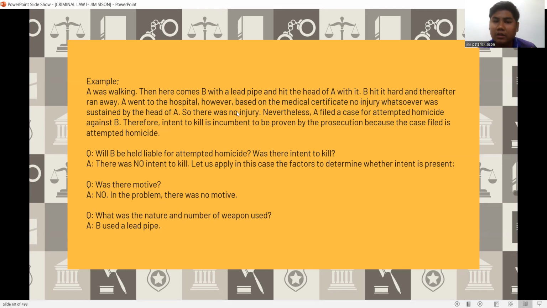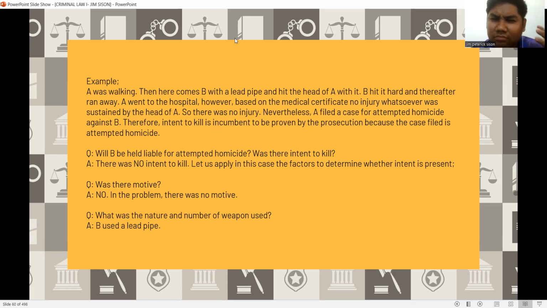A went to the hospital. However, based on the medical certificate, no injury whatsoever was sustained by the head of A. So there was no injury. Nevertheless, A filed a case for attempted homicide against B. Therefore, intent to kill is incumbent to be proven by the prosecution because the case filed is attempted homicide. Now question, will B be held liable for attempted homicide?